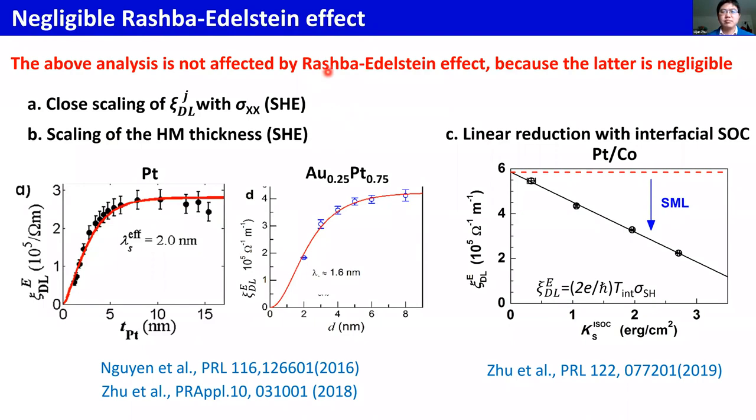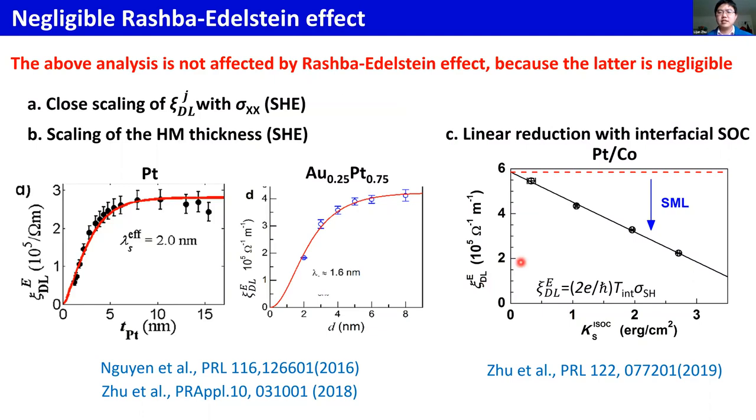So we know for the Rashba effect, we would expect that the torque is not sensitive to the resistivity of the heavy metal layer or the thickness of the heavy metal layer. But what we see strongly depends on the resistivity and the thickness of the heavy metal layer. So it's very consistent with the spin Hall effect, but inconsistent with the Rashba effect. And from this variation, we say that the most important contribution should be from the spin Hall effect of the platinum.